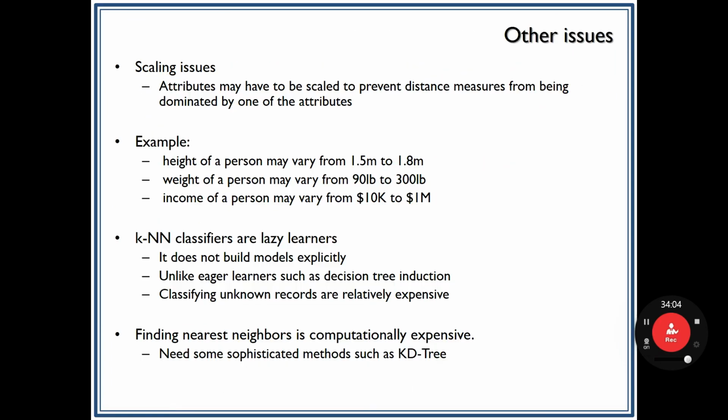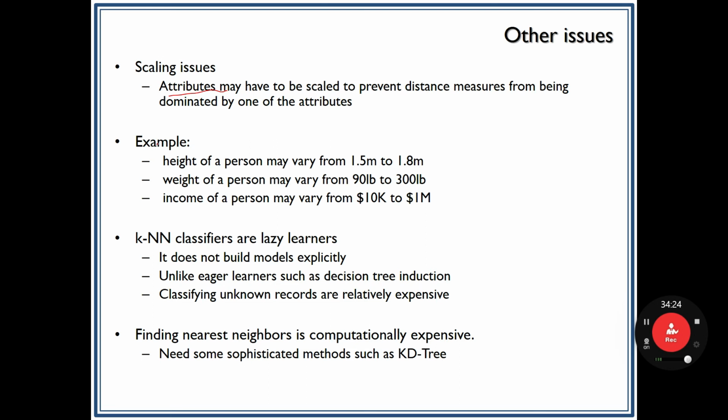So this is the last slide in k nearest neighbor classification. There are some issues. The scaling issue: the attributes may have to be scaled to prevent distance measures from being dominated by one of the attributes. Here is an example.